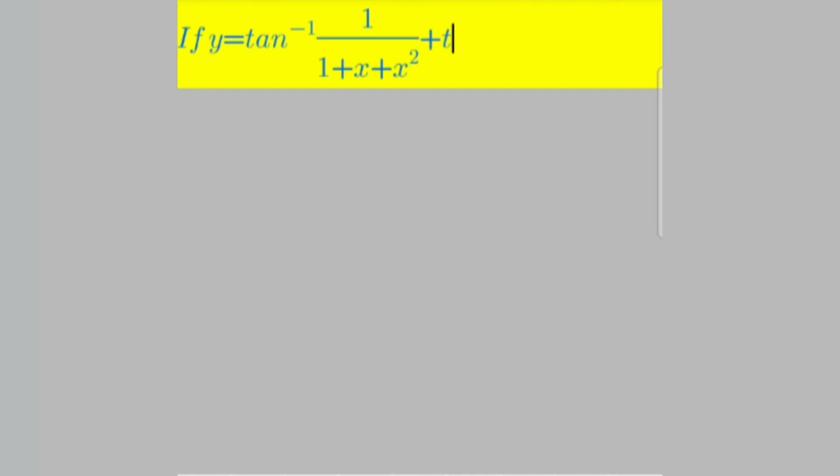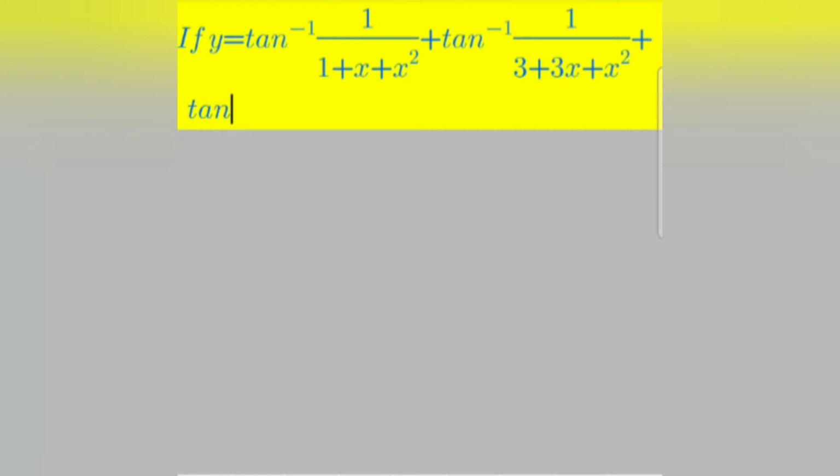If y is equal to tan inverse of 1 over 1 plus x square, plus tan inverse of 1 over 3 plus 3x plus x square, and plus cot inverse, I wrote it wrong before, this is cot inverse, within the bracket 7 plus 5x plus x square.